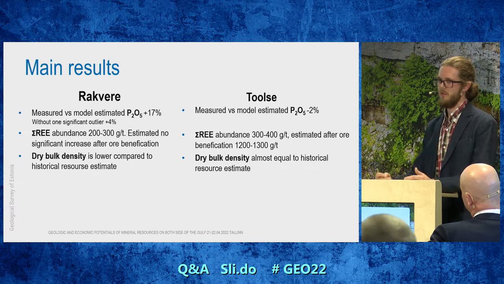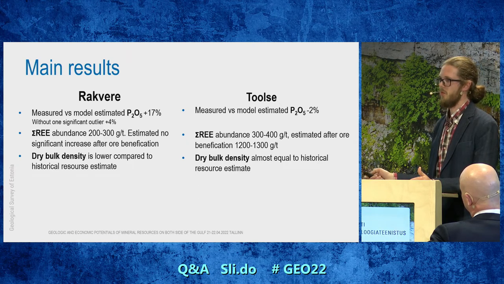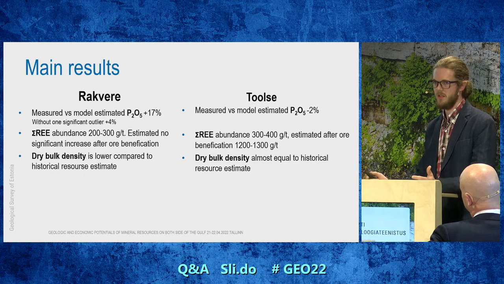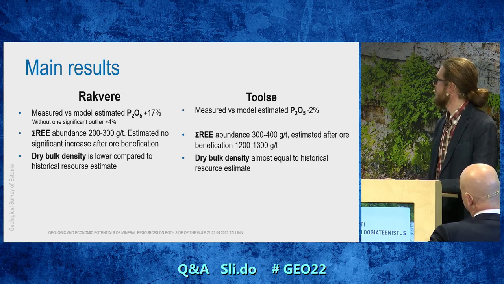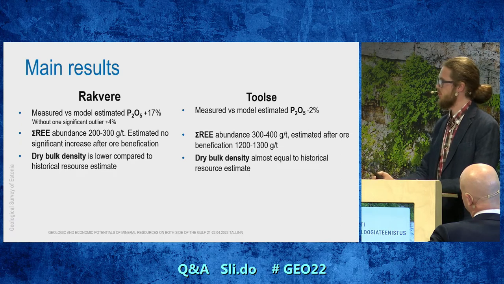and we get very similar results compared to the historical reporting. But again, the difference comes when we apply the new information about the density of phosphorite. So probably in Rakvere the resource will drop somewhat.